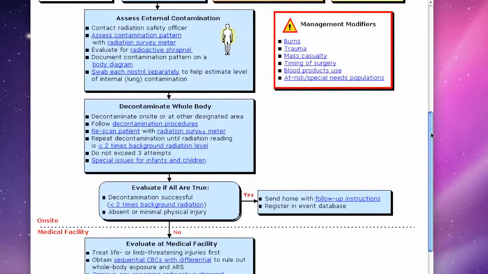After assessment and decontamination, there is a choice. Successfully decontaminated, uninjured persons are discharged home with planned follow-up. Those with incomplete decontamination or significant injuries are usually referred to a medical facility.